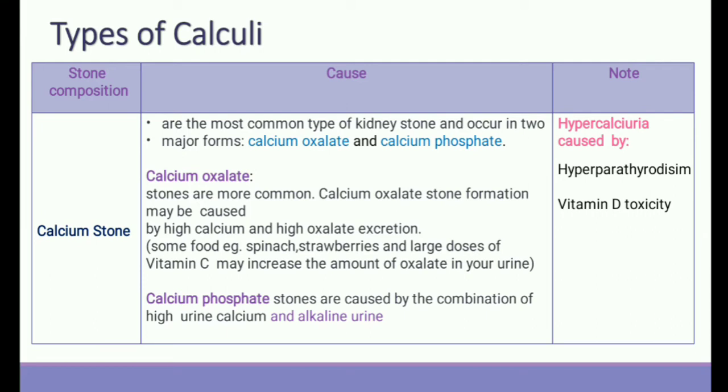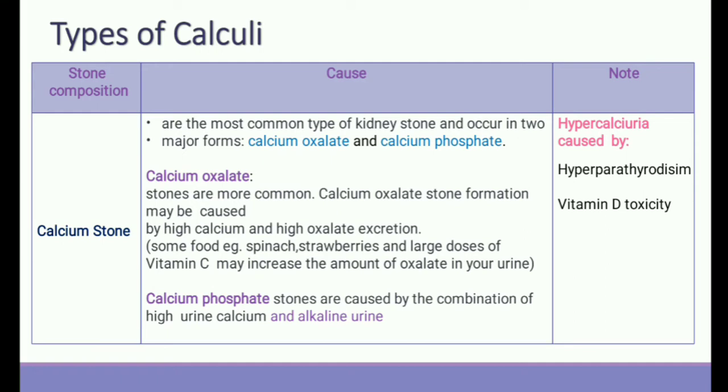So, as we discussed, calcium stones are the most common type of kidney stones and occur in two major forms, that is calcium oxalate and calcium phosphate. Calcium oxalate stones are the most common ones. They may form because of high calcium and high oxalate excretion from food items like spinach, strawberry, and large doses of vitamin C, which may increase the amount of oxalate in your urine.